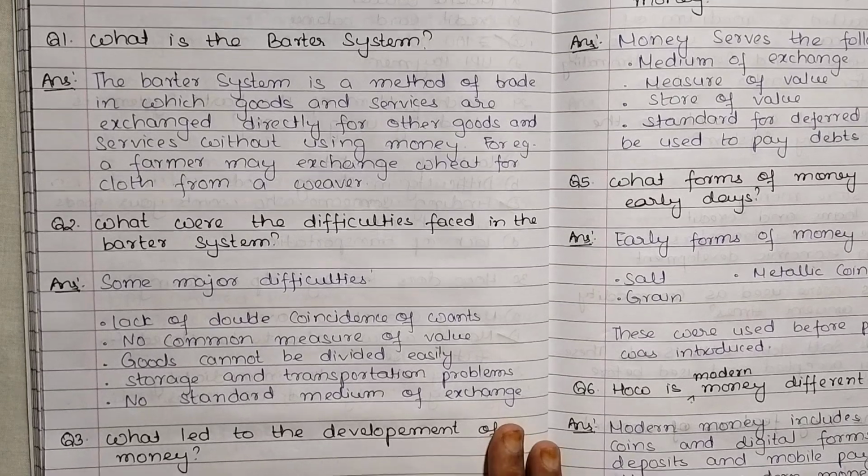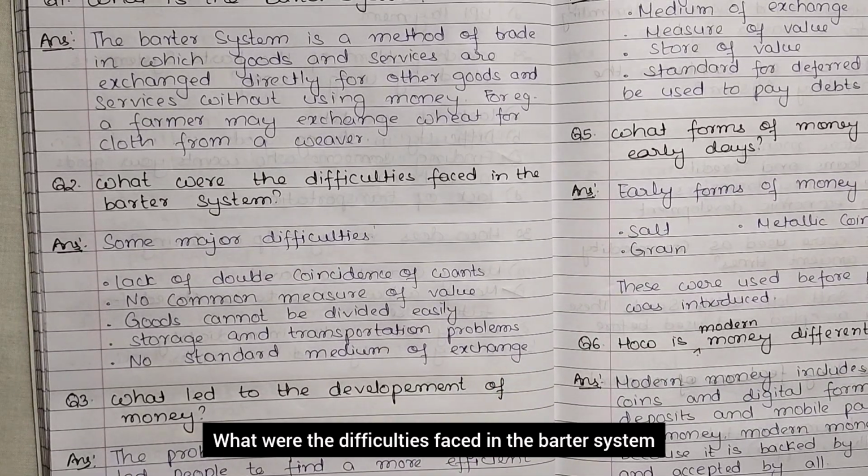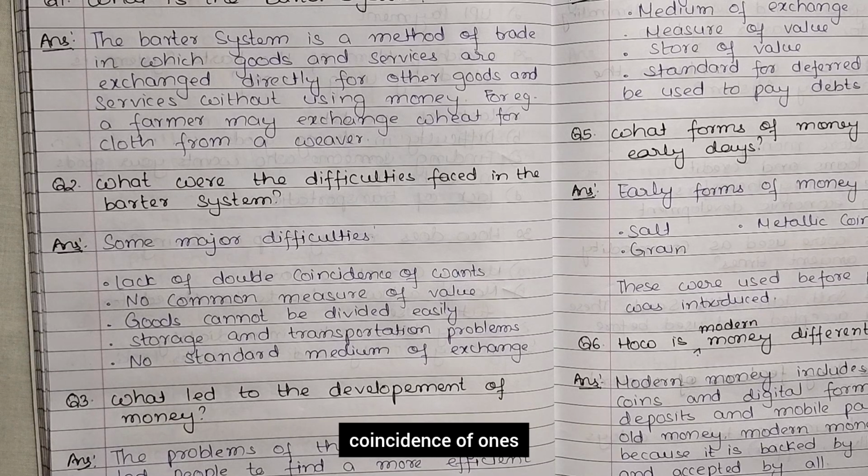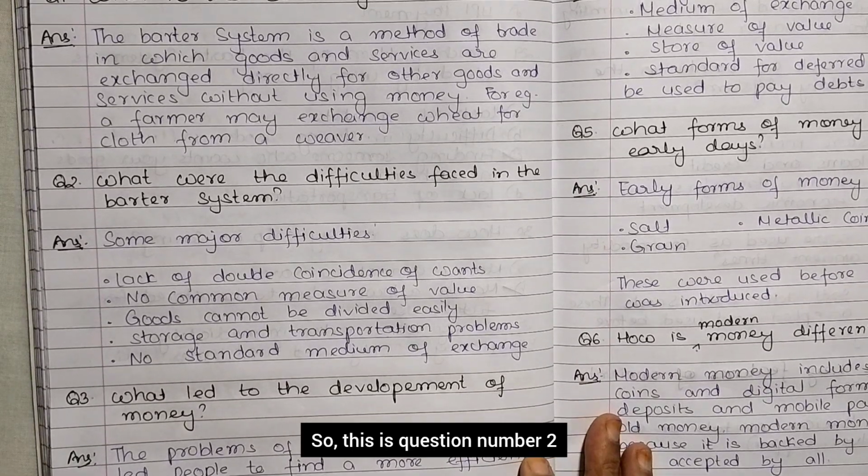Next question. What were the difficulties faced in the barter system? So some major difficulties are lack of double coincidence of wants, no common measure of value, goods cannot be divided easily, storage and transportation problems, no standard medium of exchange, right? So this is question number 2.